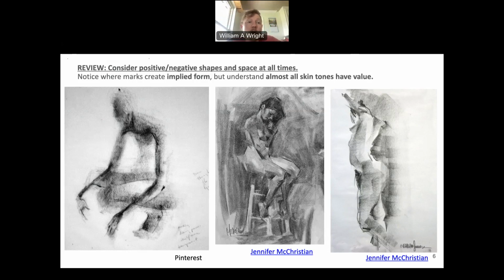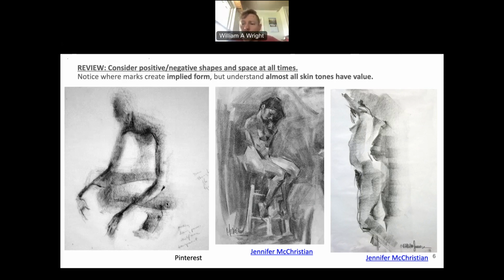Look for implied forms. And then also, I'm reiterating here, almost all skin tones have value. So make sure that you don't leave basically any bright plain white spots on a drawing. Now, these are gestural. Yours are going to be much more detailed, but just keep all that in mind.